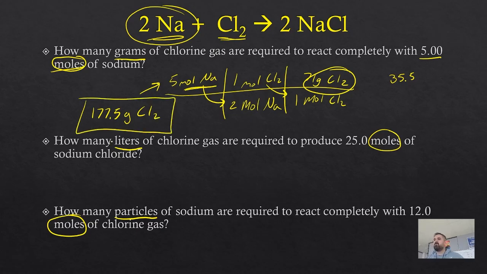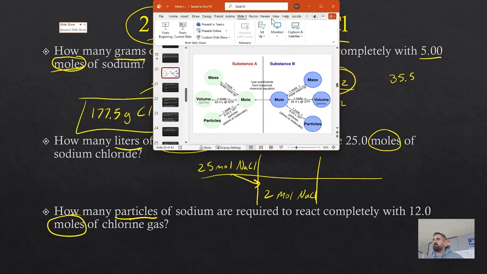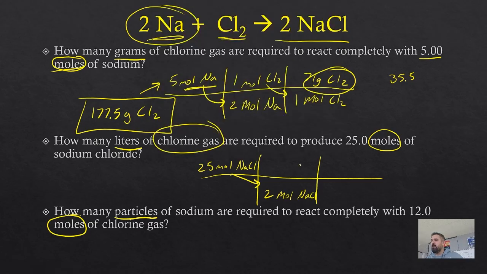Let's go ahead and do the next one. In the next one, they're asking us for liters. So what is our given information for the next one? Of sodium chloride, that's NaCl. What's going to go in this box down here? Moles of NaCl. How many moles of NaCl? 2, because that's what it gives us in the equation. And then we're comparing again to chlorine gas. So how much chlorine gas? 1 mole of Cl2.